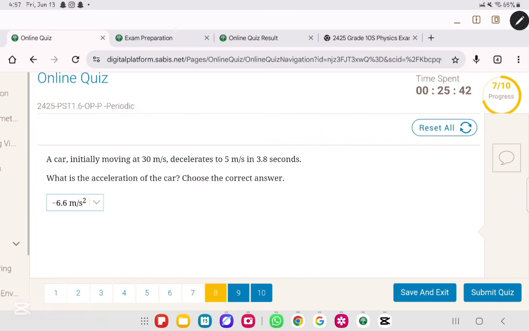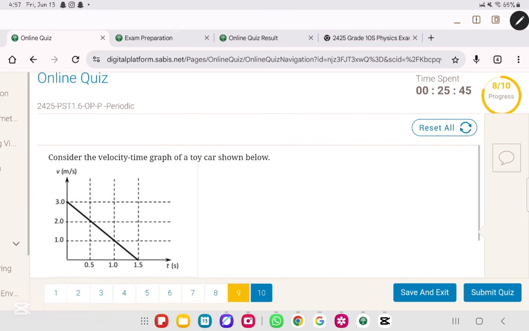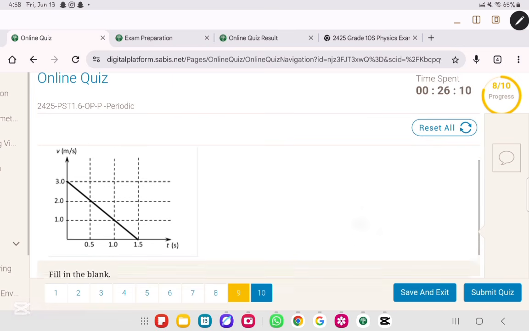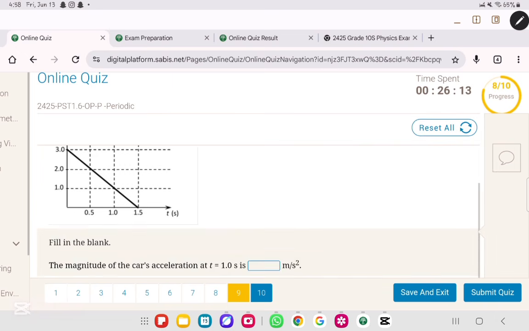Okay, we'll move on to question number 9. So here we're given what? A velocity time graph, and we'll need to find the magnitude. Remember, whenever you see magnitude, you will put it in absolute value. The magnitude of the car's acceleration. Okay, so they want it at what time? At time 1 second. Look, because we're dealing with a slope, okay, and we're dealing with an acceleration, not instantaneous acceleration, but acceleration in general, then we will find the slope of the line, okay, because it's a straight line, then we're definitely gonna use it.